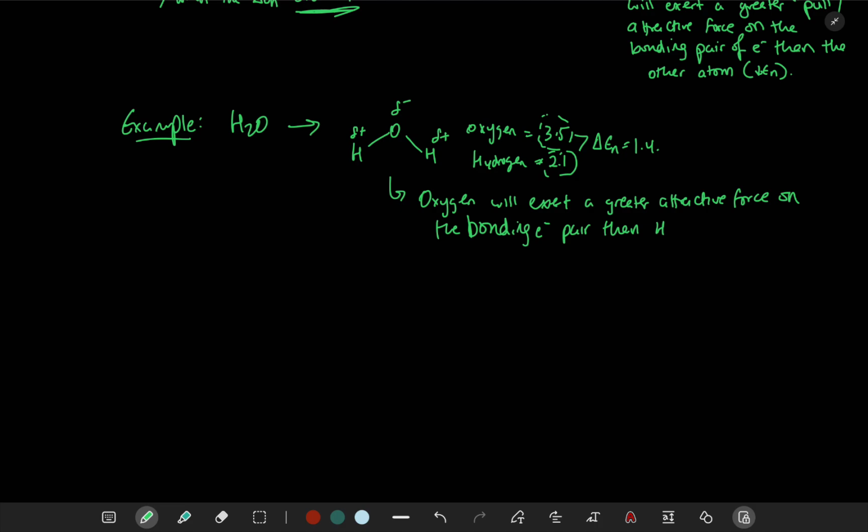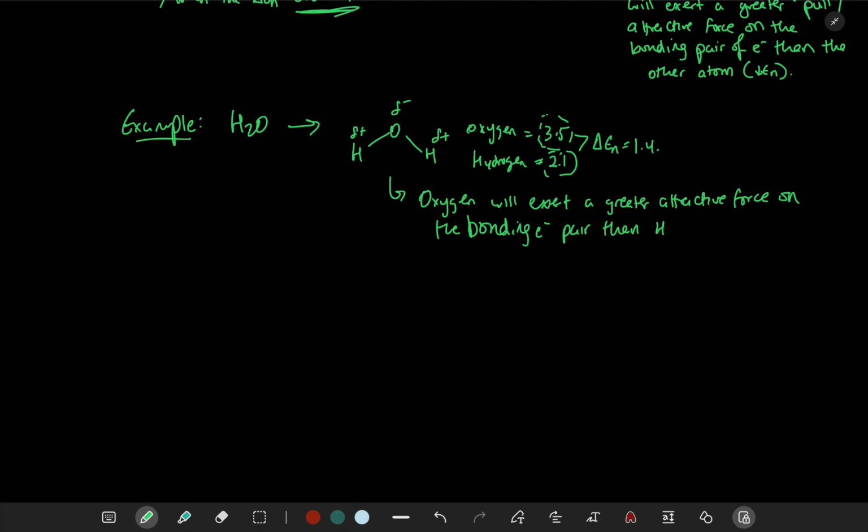It's going to be less negative, which means it's going to be more positive. And so, again, the result of this unequal sharing is that there's going to be a slight negative charge on the oxygen atom and a slight positive charge on the hydrogen atom in the bond. And again, this is because the oxygen atom's greater attractive force causes the bonding pair of electrons to be located closer to the oxygen nucleus and the hydrogen nucleus because of oxygen's greater electronegativity and a stronger pull, right?